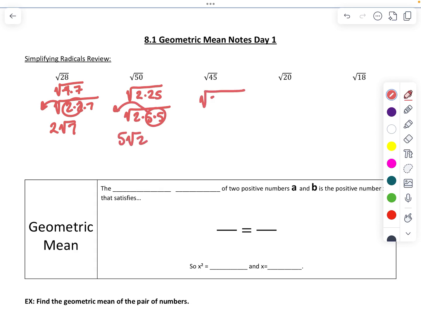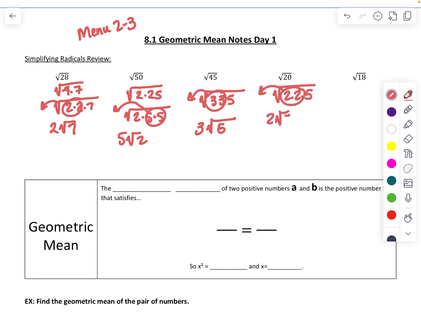This is the same as 9 times 5. Remember, use menu 2, 3 in your calculator if you need to get the prime factors. Every pair will come out as a root. And we have 2 times 2 times 5 is a 20. And 2 times 3 times 3 is 18.